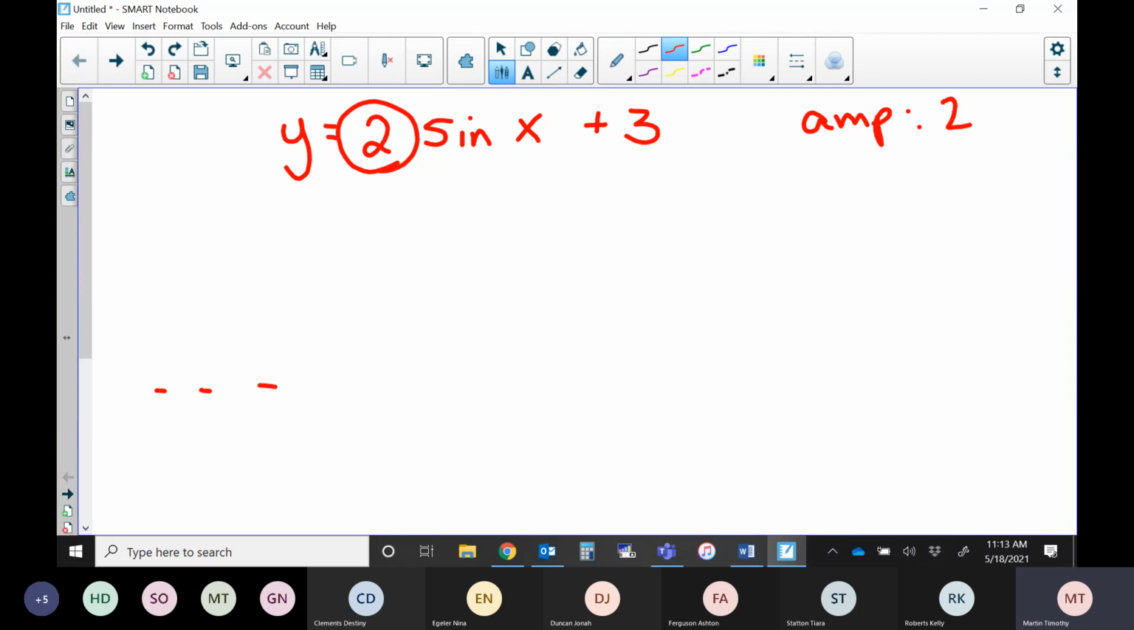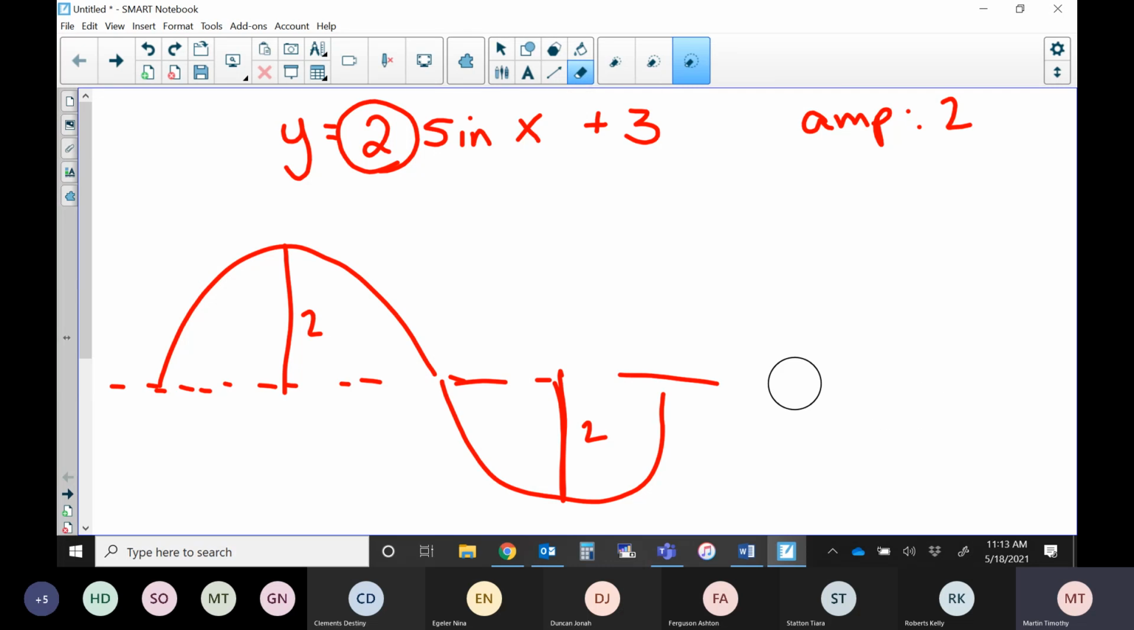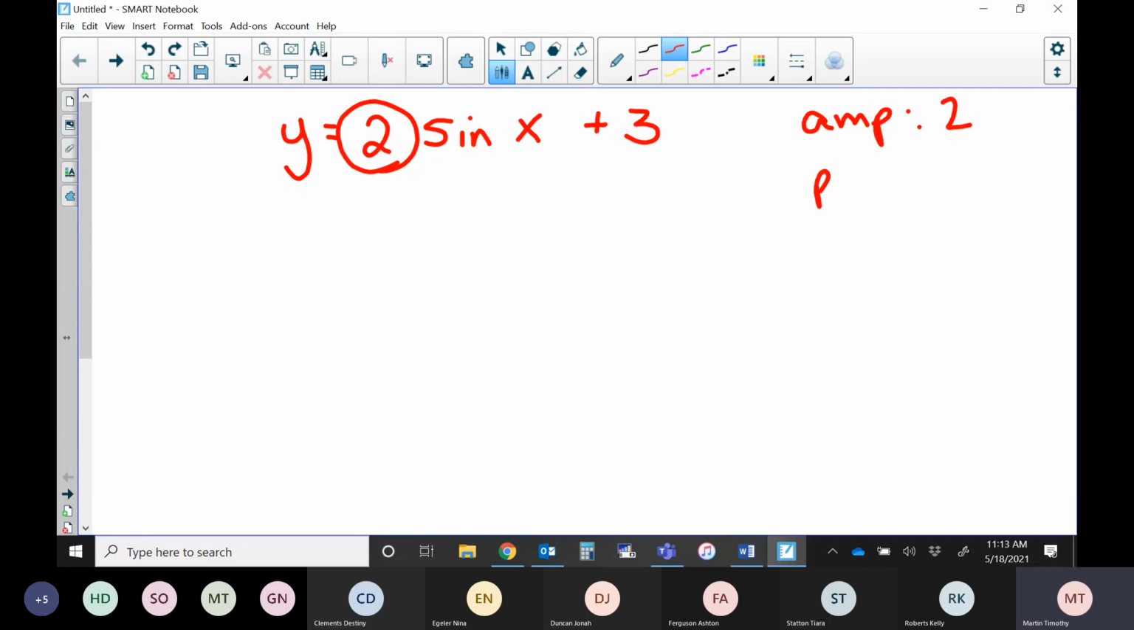So the amplitude is from the midline to the maximum. This spacing right here is going to be 2. From here to here, from the minimum to the midline, is also going to be 2. And so far, our midline has been the x-axis, but that's going to change right now. My period doesn't change because there's nothing in front here, so my period is like the OG, it's still 2 pi.